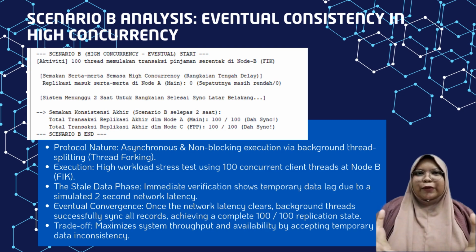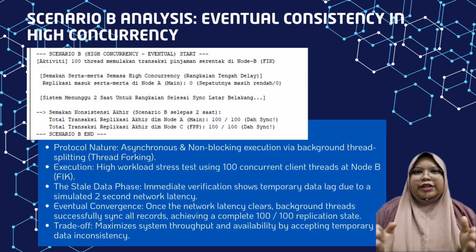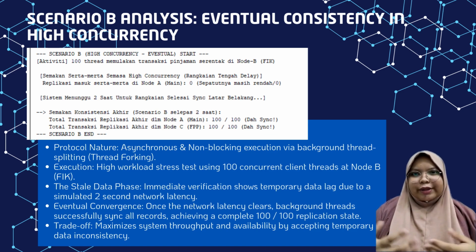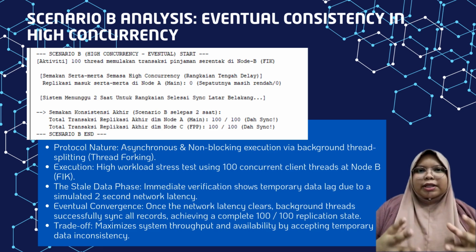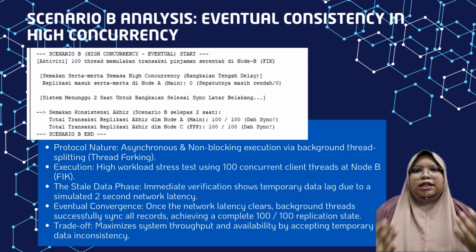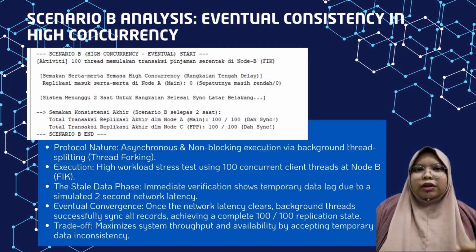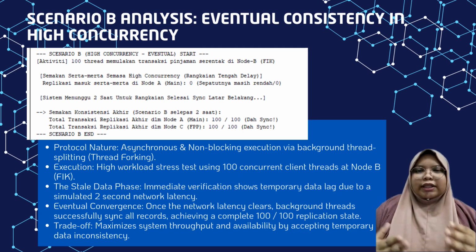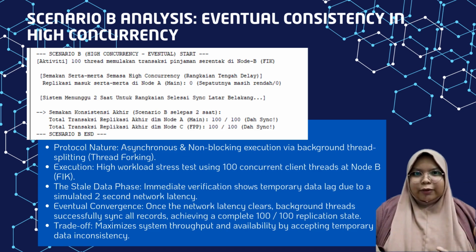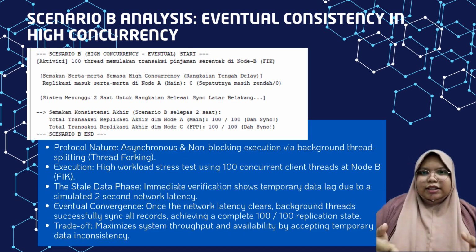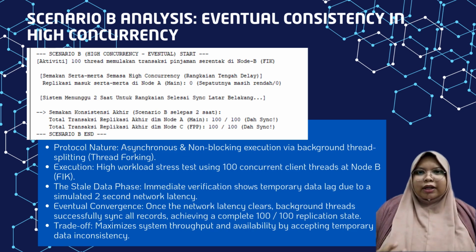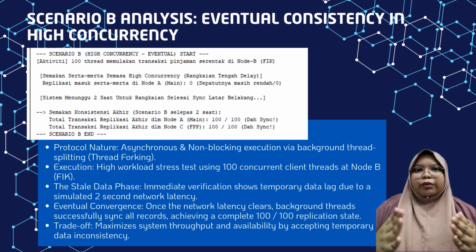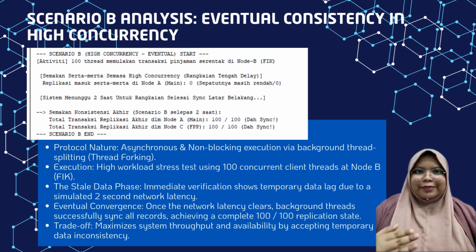Moving on to scenario B, we stress tested the system using a high concurrency workload of 100 concurrent threads at node B. To maximize availability and system throughput, we switched to eventual consistency using asynchronous thread splitting. In the log, you can see an immediate check shows 0 transactions replicated to node A due to a simulated 2-second network latency. This is the stale data we got. However, once the latency clears, our background threads achieve eventual convergence, successfully bringing the final replication state to a complete 100/100 for both node A and node C.